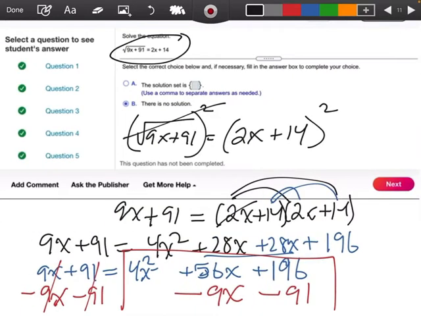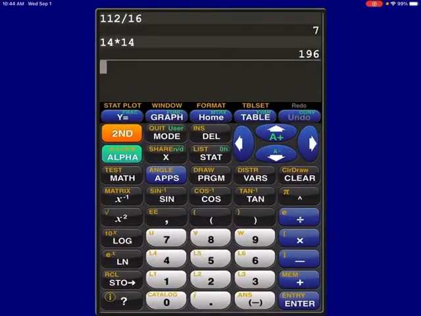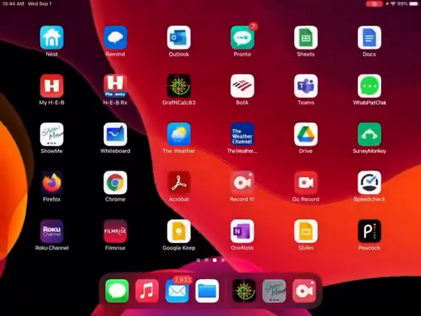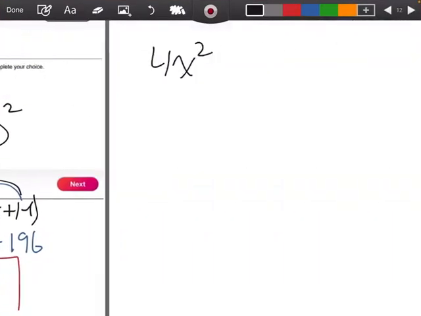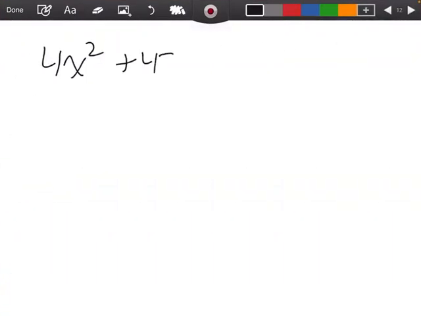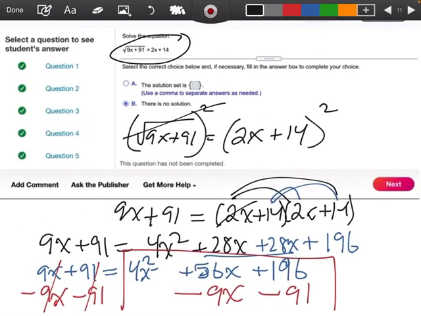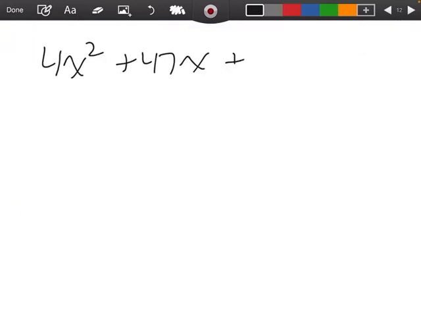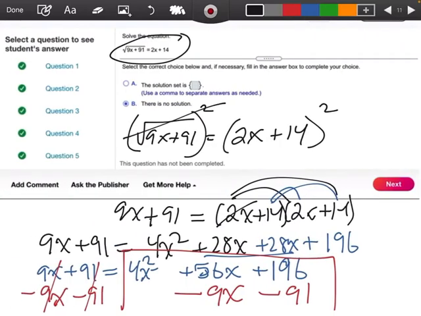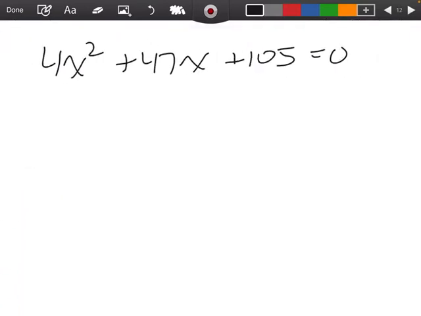So 56 minus 9. Let's see what that is. 56 minus 9 is 47. Okay. So we got a 47x. And then 196 minus 91, that should be something like 105. Plus 105 equals 0. Okay, make sure I got all my numbers right. Looks good. Okay, so now we get to this step.